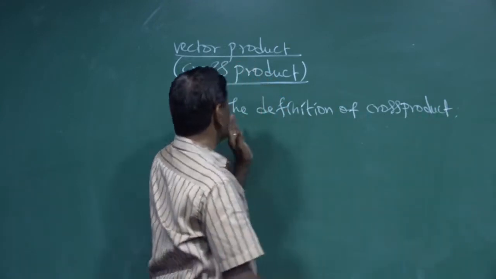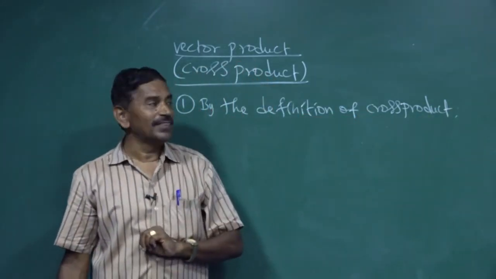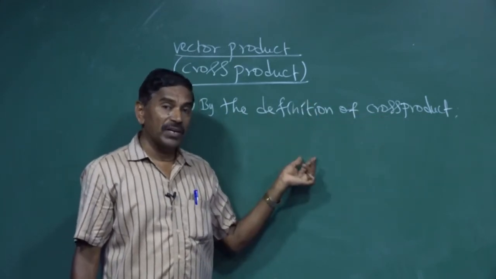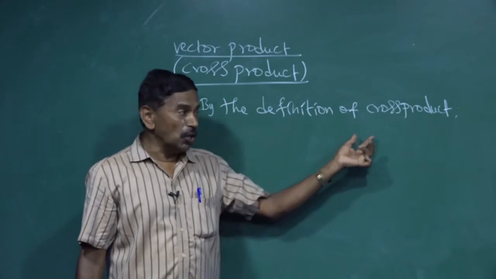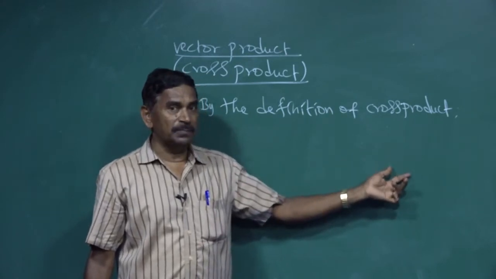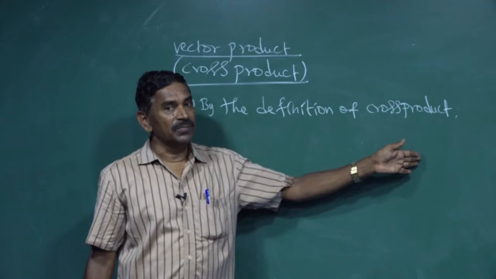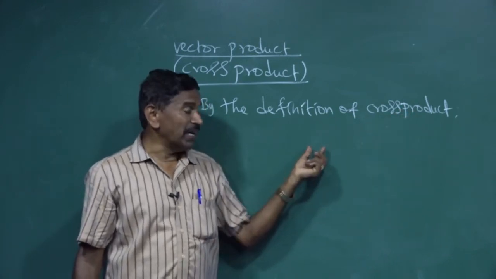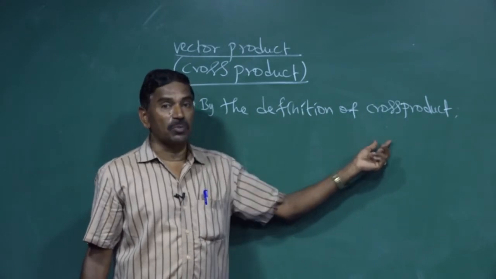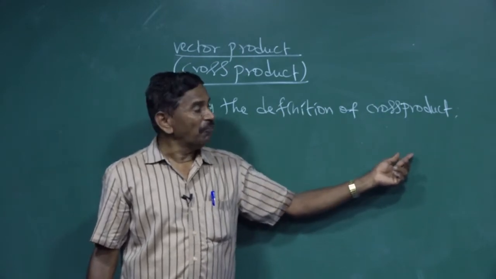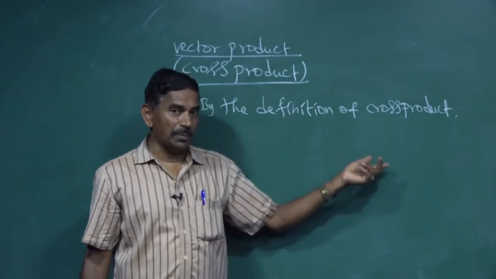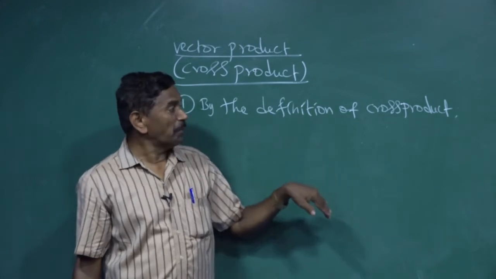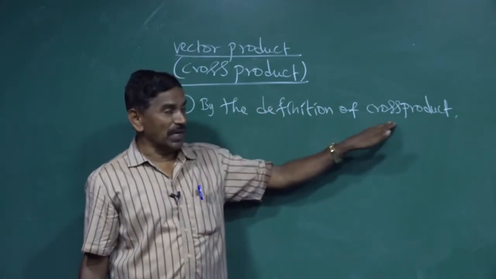Can you tell me what is the definition of dot product? Yes, the definition of dot product is given by A vector dot B vector equals modulus A vector into modulus B vector into cos theta, where theta is the angle between A vector and B vector, which is the 8.3 exercise concept. But today's topic is the definition of cross product.